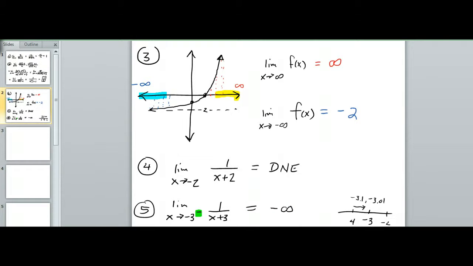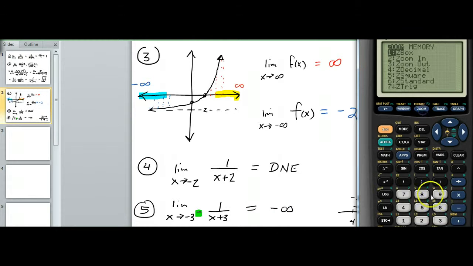Another way you could figure that out is just looking at a graph of it. So looking at the graph, there's our problem spot at negative 3. As I come in from the left, it's going downhill. So we could also look at it from a graph and get it that way.